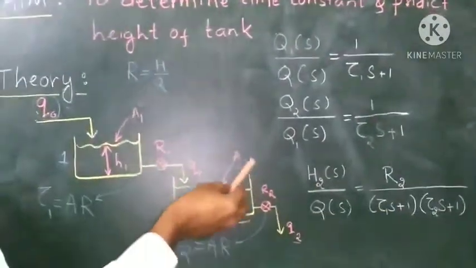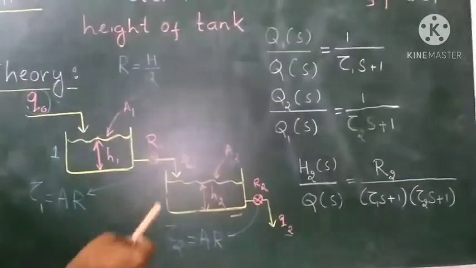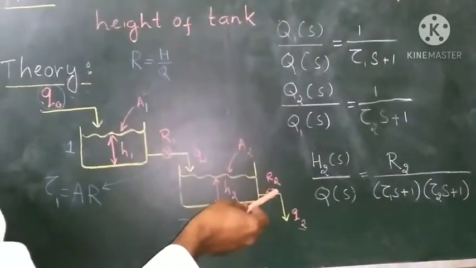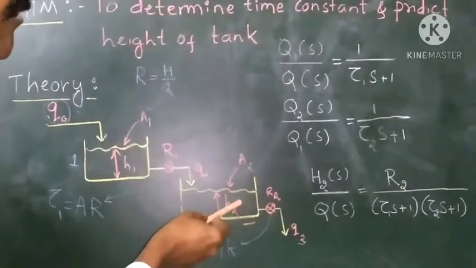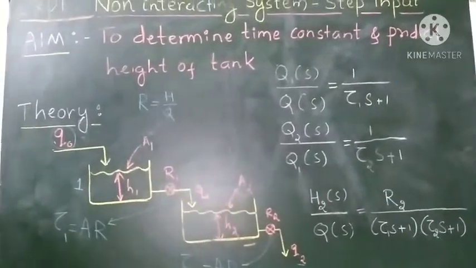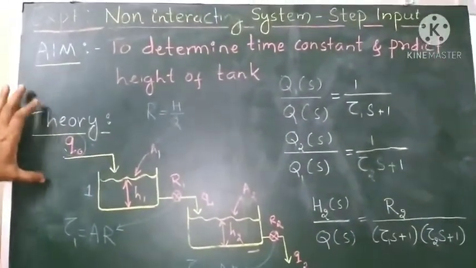So if you are going to predict the height of a tank, this will depend upon the resistance. As you open the resistance valve more, the height will decrease, it will go down. If you close it, the height will increase. So this is the basic understanding of a non-interacting system.